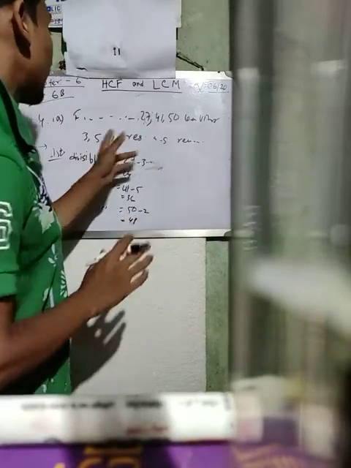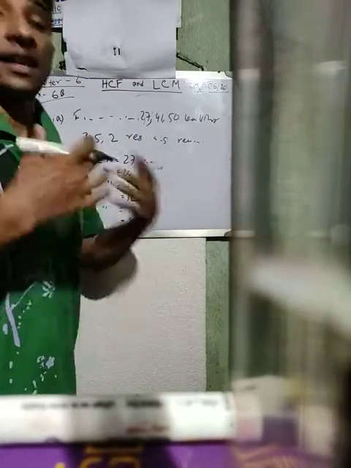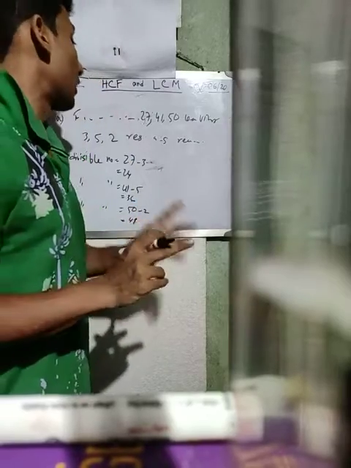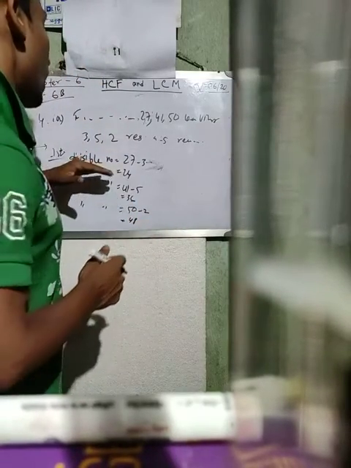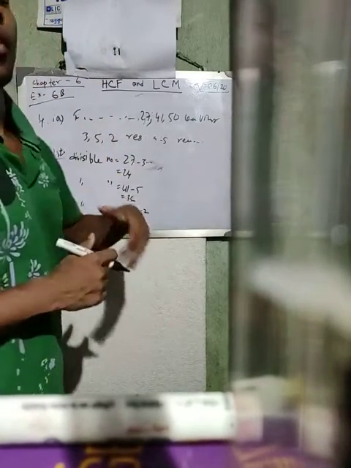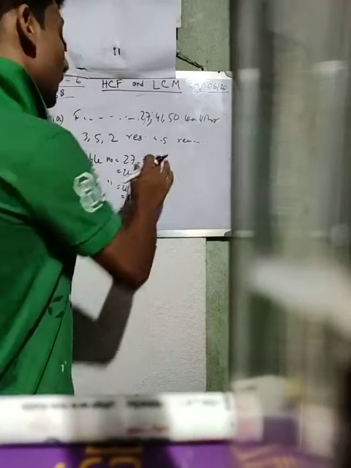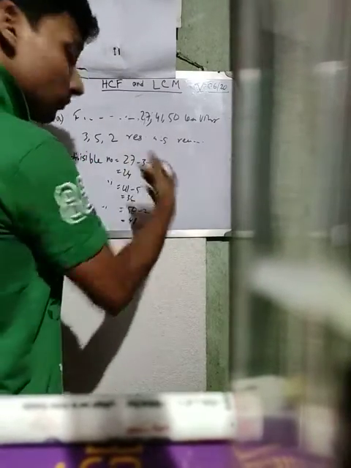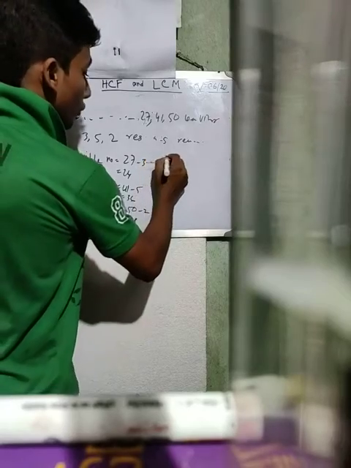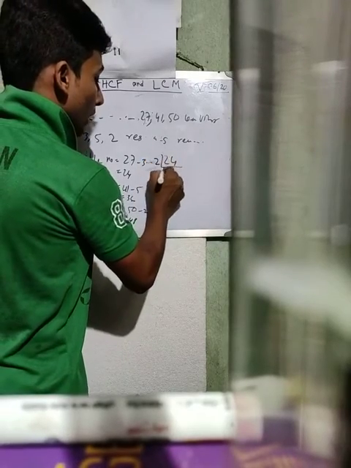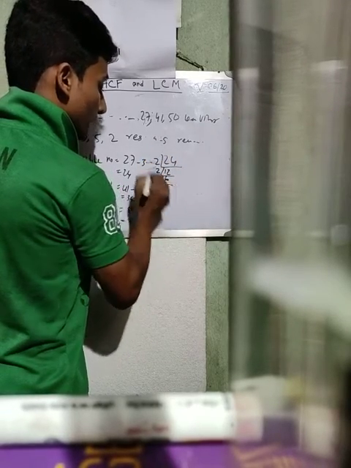Understand? Because these are the remainders, first we have to find the exact divisible numbers. So how can we calculate? We have to subtract the remainder from the dividend. Now you do the HCF and you will have the result. So 24 means 2, 12, 2, 6, 2, 3.